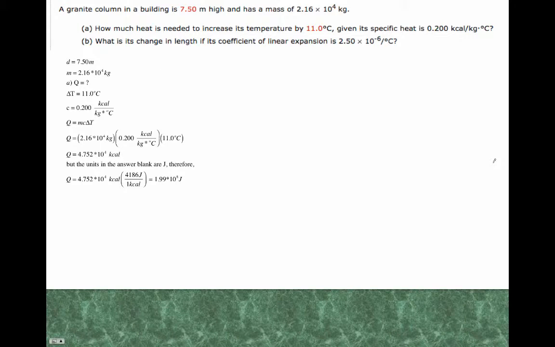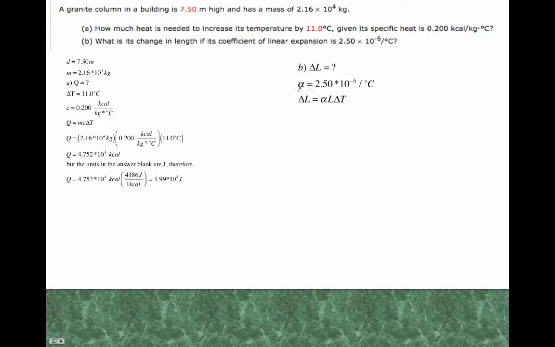Next one is part B. What is its change in length if the coefficient of linear expansion is 2.5 times 10 to the negative 6 per degree centigrade? Celsius. One of those two. So, change in length, coefficient of linear expansion. Wow, that sounds like past stuff again. Once again, you're going to have to look back in what you've already learned. And again, write down what you know, and then just go back and find that formula.